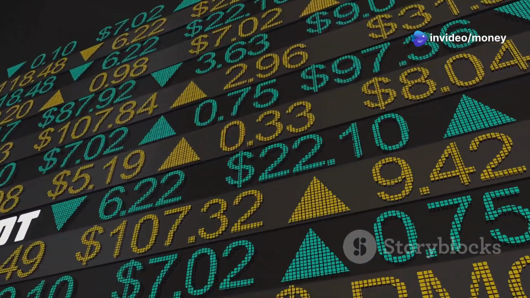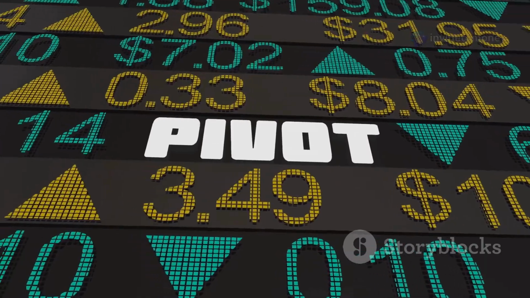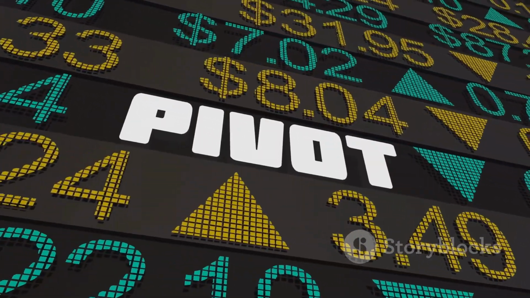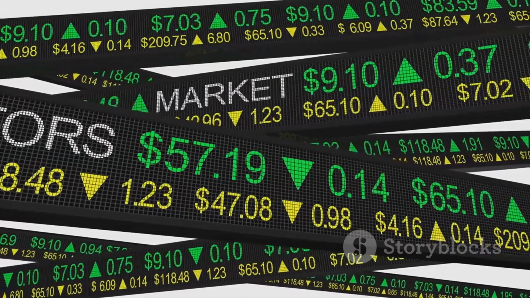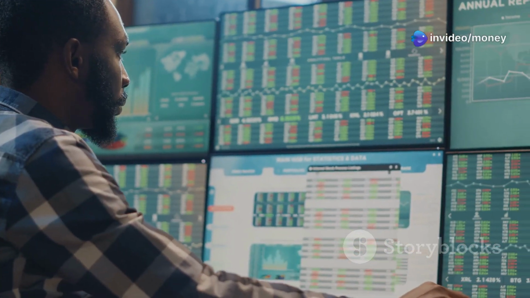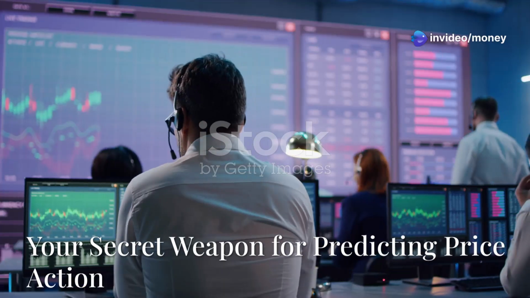We're going to break down 4 powerful indicators: pivot points, Fibonacci retracement, Camarilla pivot points, and Gann levels. I'm talking about going from zero to hero on these indicators so you can start using them to identify those key price levels where the real action happens.